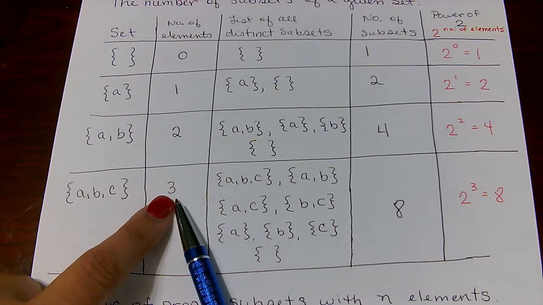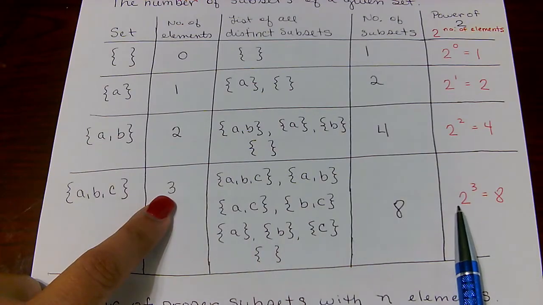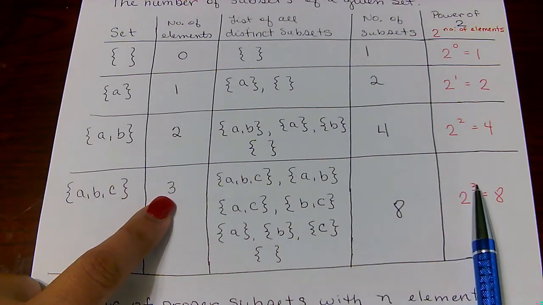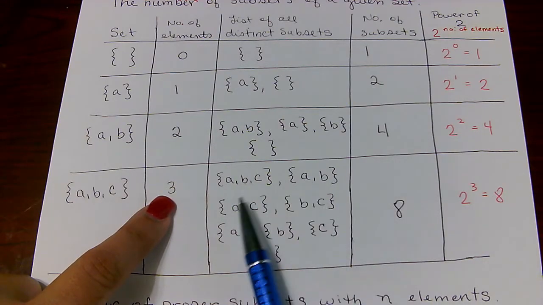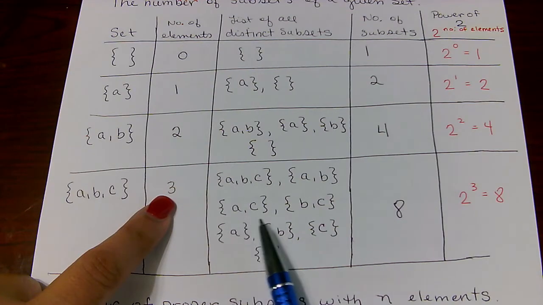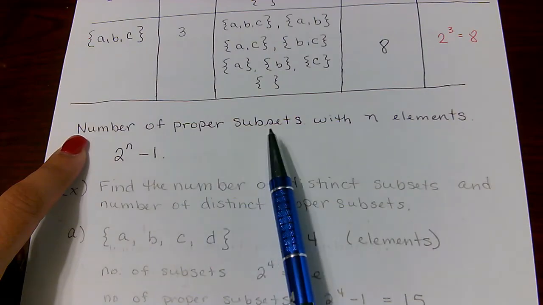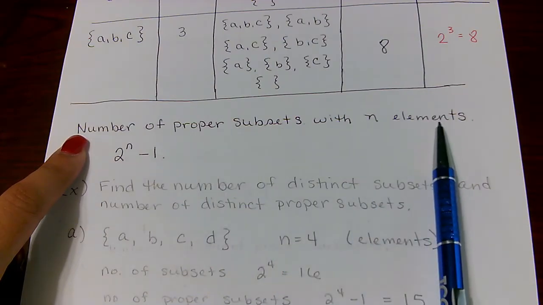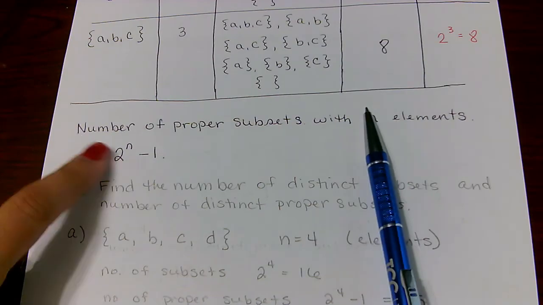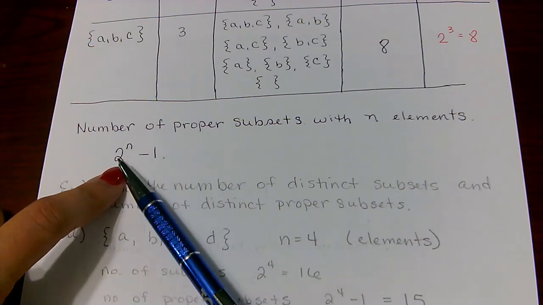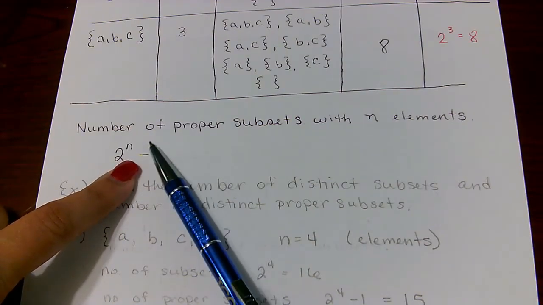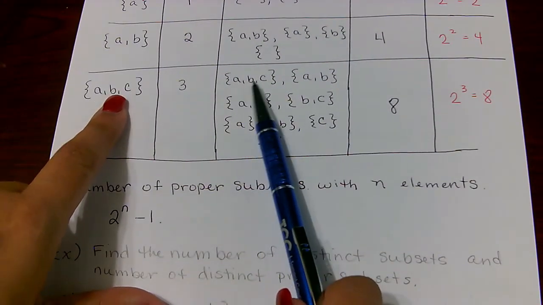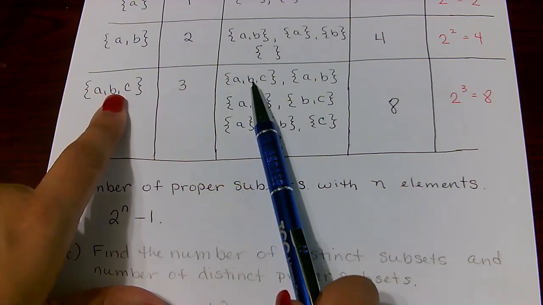So if we have 3 elements, if we use the power of 2, we'll have 2 raised to the third, which comes out to 8. 1, 2, 3, 4, 5, 6, 7. Remember that the number of proper subsets with n elements, meaning however many elements you have, is going to be the total number of subsets possible minus 1. This minus 1 is referring to the only subset where these are equal.